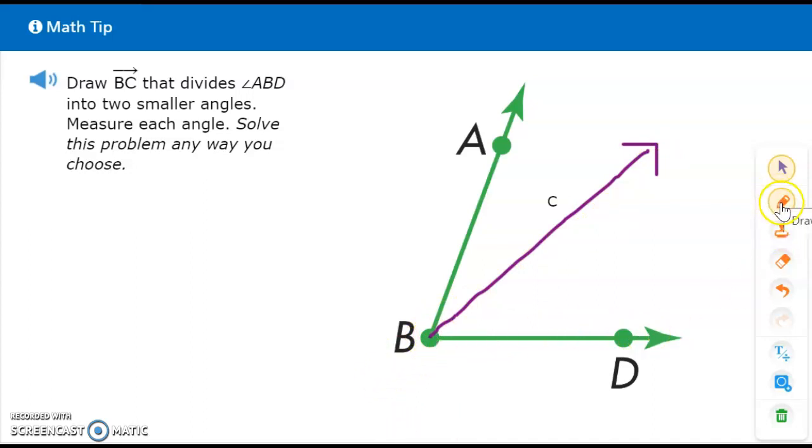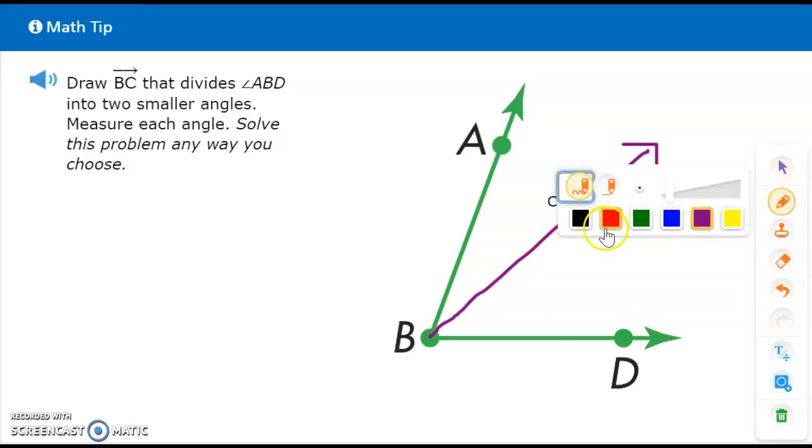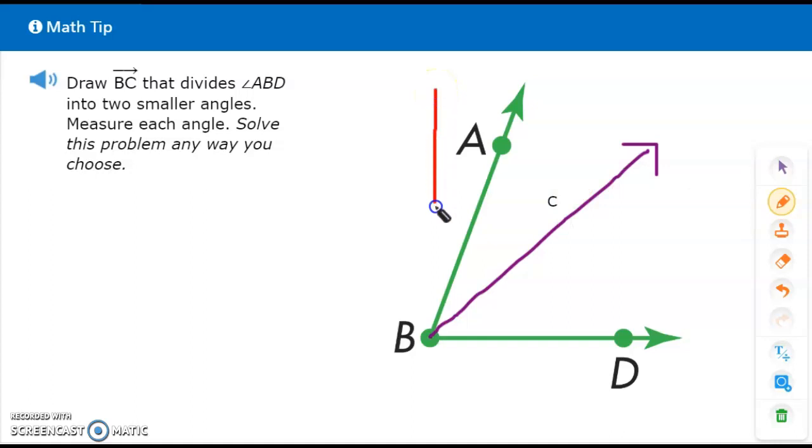The other thing I notice about this angle is, and I'm going to get a different color here, if I were to come in and draw a perpendicular line, now I have my 90-degree angle here. So I know that a 90-degree angle, a right angle, is 90 degrees. So I know that my angle ABD is less than 90 degrees. So I know now with my ray BC, I have two angles.